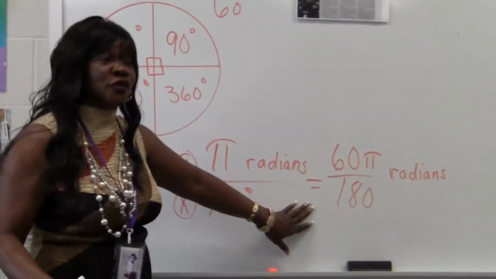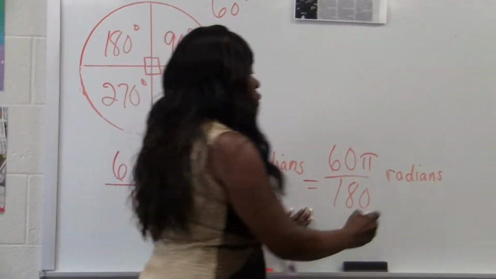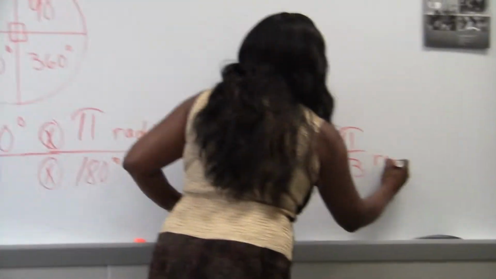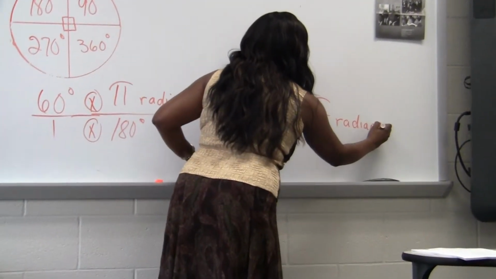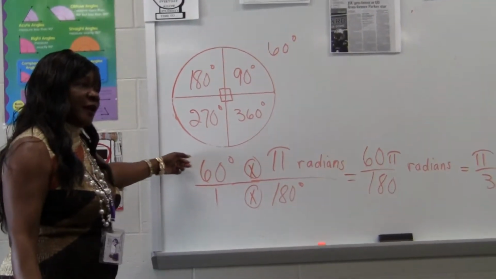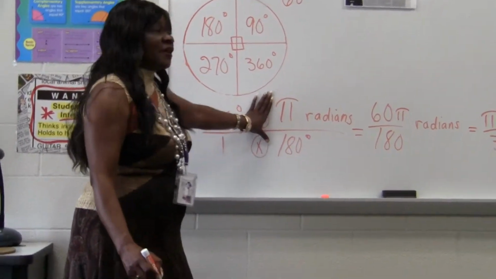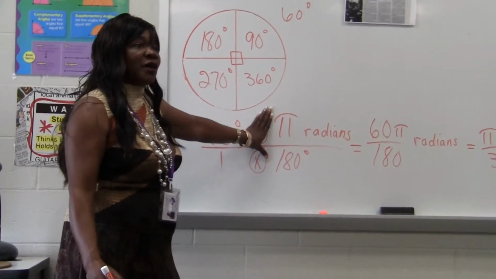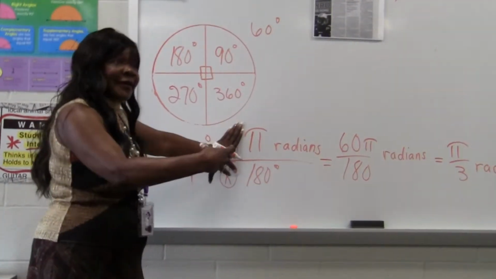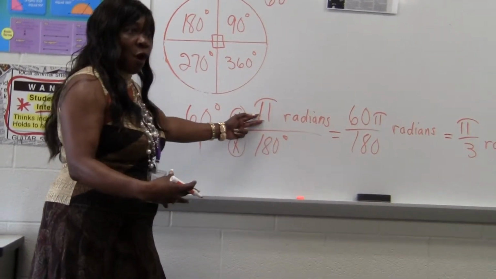Okay, now can I reduce 60 over 180? Yes. So what would it be? Pi over 3 radians. Okay? So for those who were not here, we have changed the degrees to radians. And by doing that, we have this formula, pi radians over 180. Now, in order for me to change radians to degrees, we're just going to do the inverse of this formula.